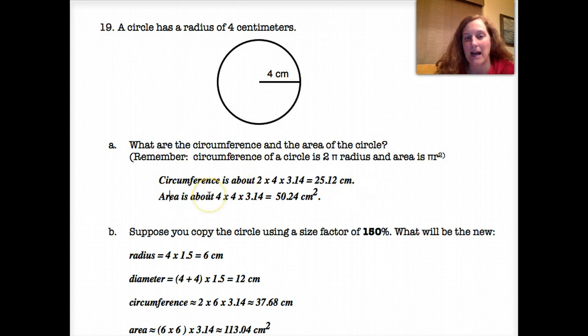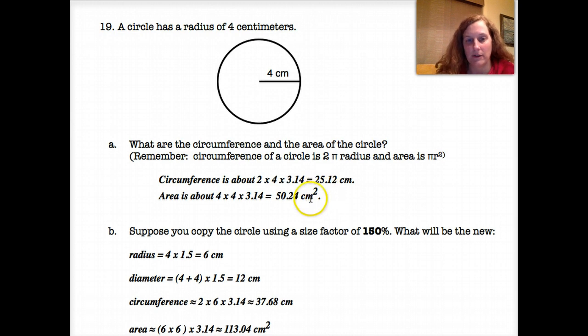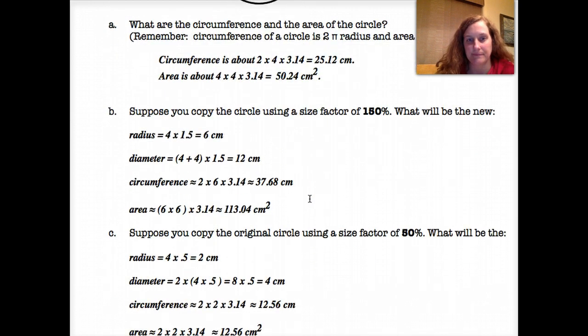Area is pi r squared. There's my pi, 3.14. Here's my r squared, 4 times 4. So 16 times 3.14 will give you 50.24 centimeters squared. The reason why we're finding it before we start is so we can see what happens if we change our copy factor, if we make it bigger or if we make it smaller. So now let's do that.